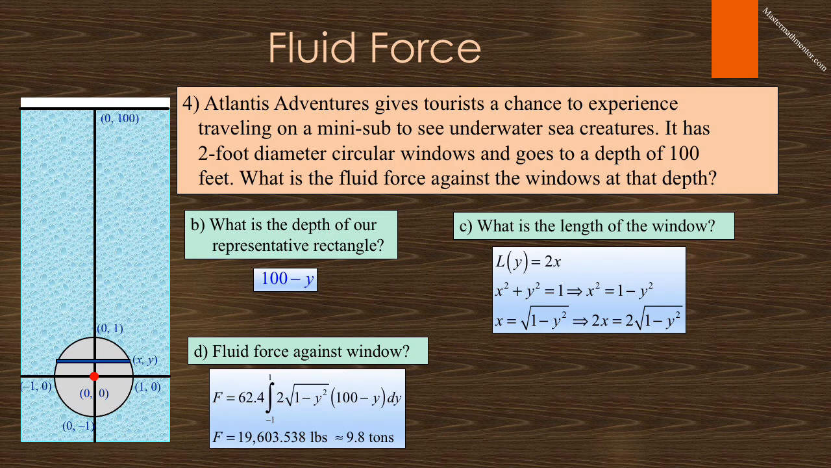So the fluid force against our window is 62.4 times the integral of 2 square root of 1 minus y squared times (100 minus y) dy, and we will integrate this from the location of the window in terms of y, from -1 to 1. We end up getting 19,603.538 pounds, which is approximately 9.8 tons.